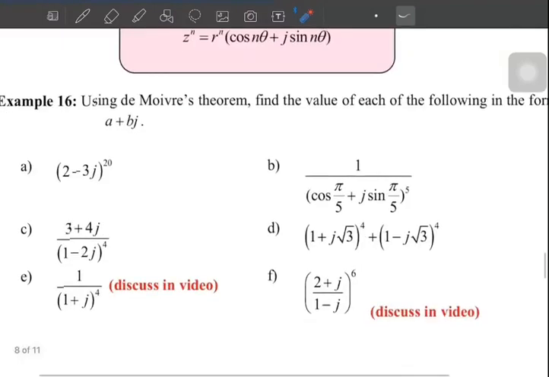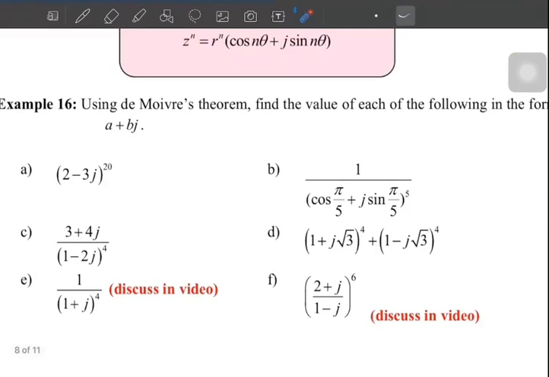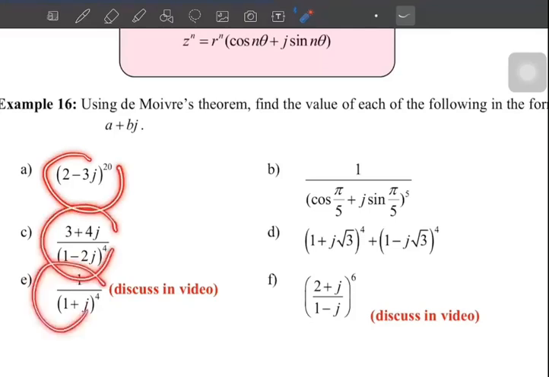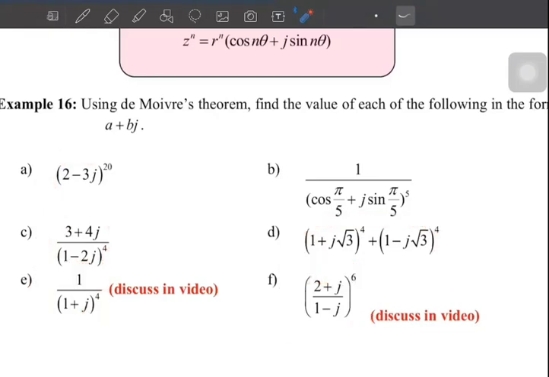So kalau you tengok pada example ni, most of the problem here, Z tu bukan dalam polar form. Betul? So awak kena tukarkan dulu dalam bentuk general form. You kena tukarkan this, semua ni dalam bentuk general form ni. Kan? So you kena tukarkan dia dalam bentuk polar form, baru you boleh cari Z to the power of N.